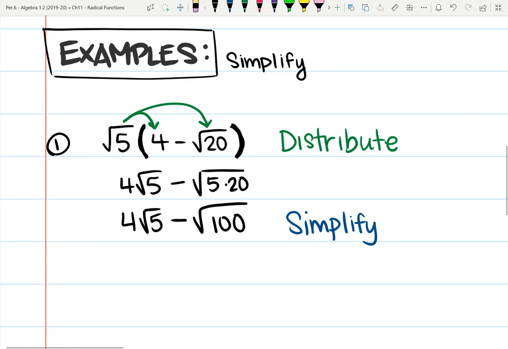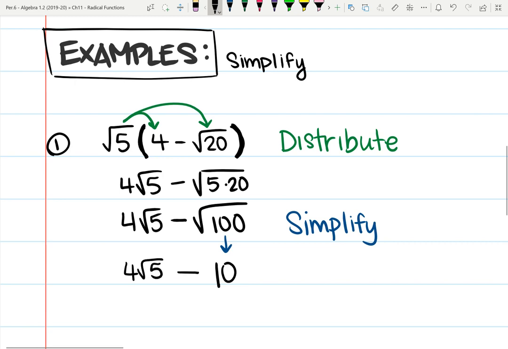But the second term right here, it's square root of 100. 100 is a perfect square. 100, when I simplify this, actually just becomes 10 with no square root, right? The square root of 100 is 10. So I'm going to go ahead and bring down this, bring down my minus sign, and there we go.